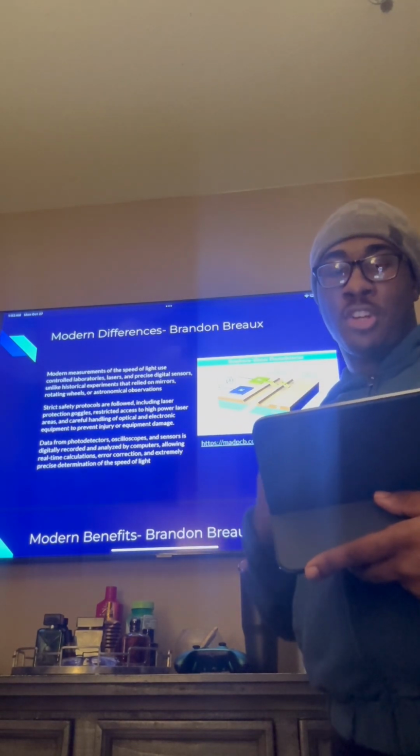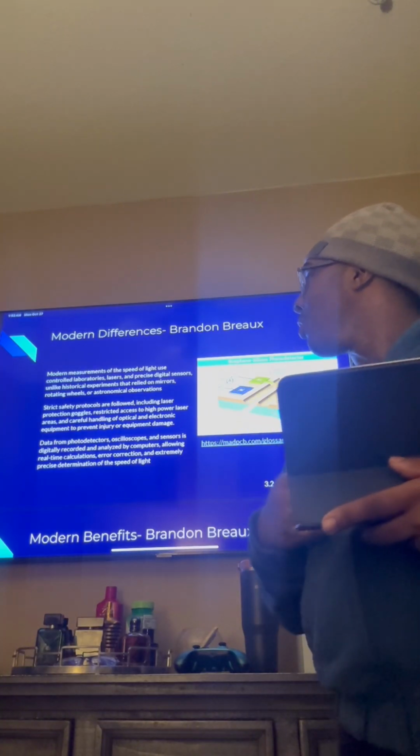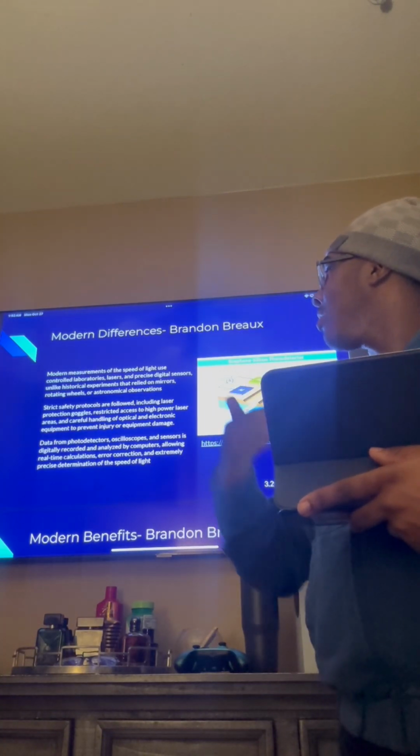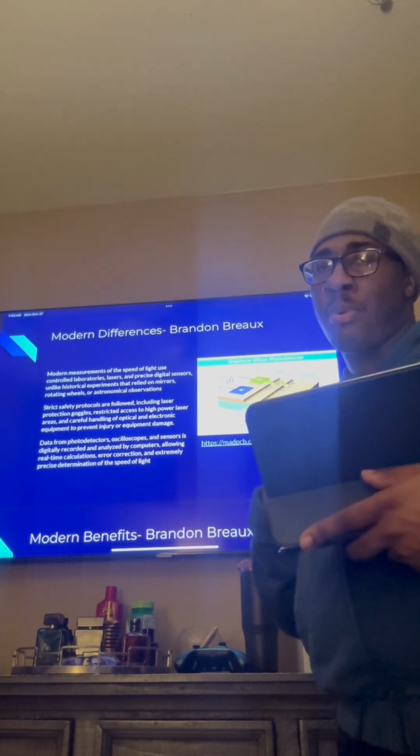They have stricter safety protocols now, including laser protection goggles, restricted access to high power laser areas, and careful handling of optical and electronic equipment to prevent damage.